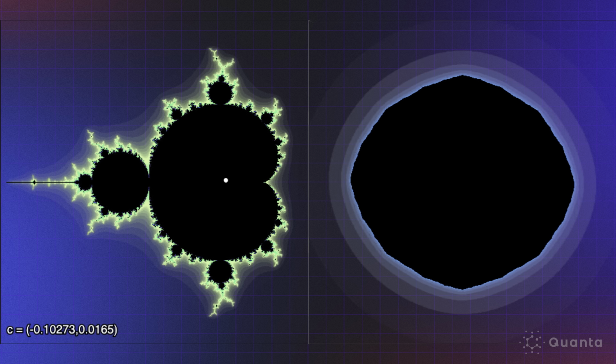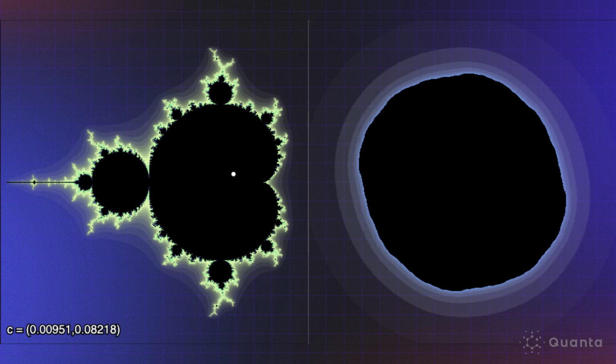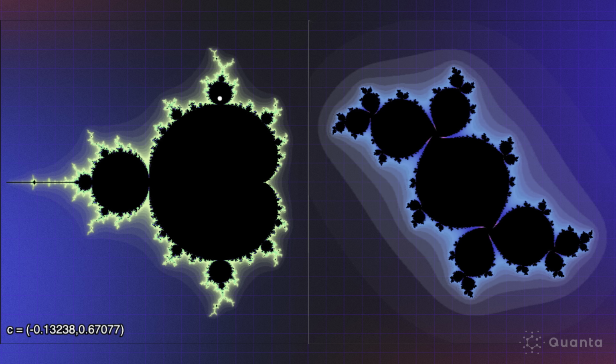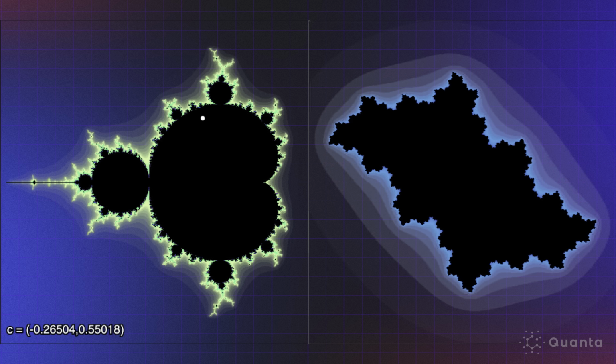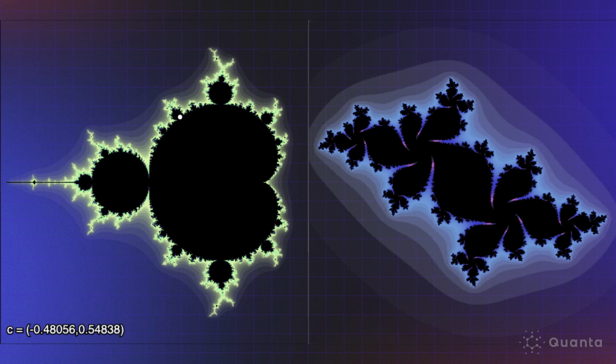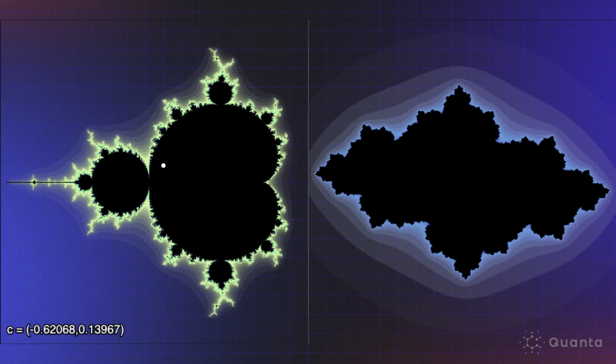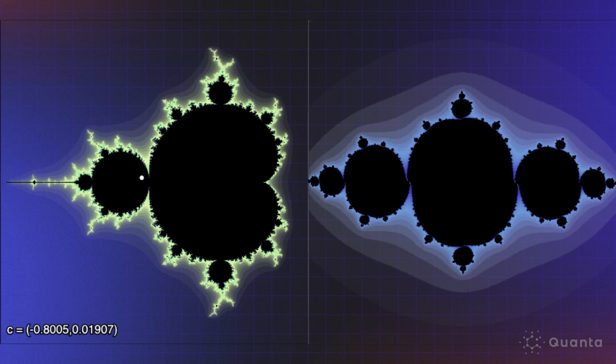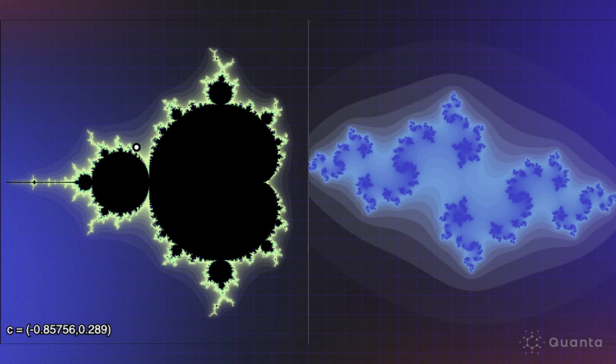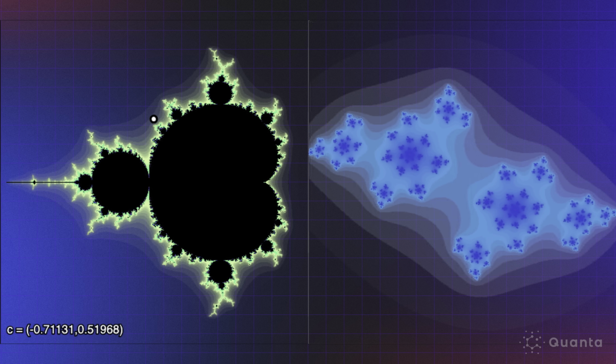Here, we can select points inside the Mandelbrot set to reveal their corresponding filled Julia sets. The Mandelbrot set acts like an atlas, cataloging the different kinds of Julia sets. Values of c inside the Mandelbrot set are associated with connected Julia sets, while values outside the set correspond with disconnected dust.